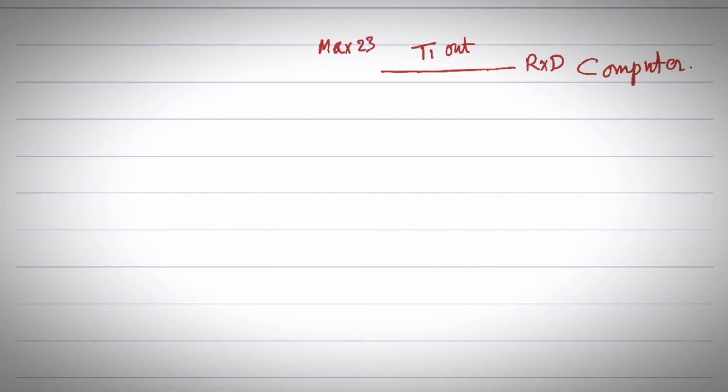We have our computer. Computer, we have a receive pin, which is connected to the transmit out pin of the MAX232. Okay, there is a MAX232 here. For this MAX232, the transmit 1 out is connected to the RxD pin of the computer. Computer in the sense DB9 connector of the computer. Now, the other side of this MAX232 IC.